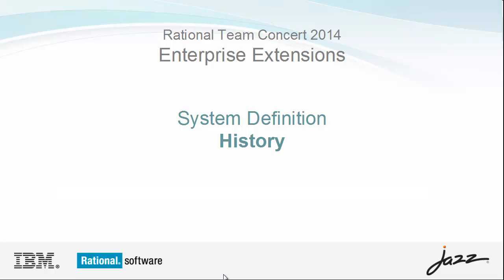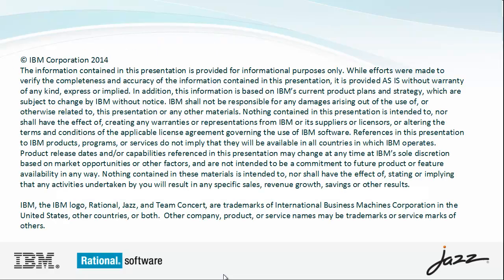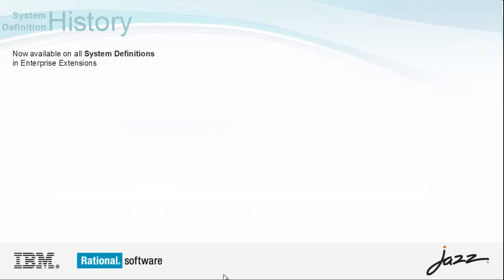Let's spend a few minutes looking at two new features introduced in RTC version 5. These changes, which complement each other, provide a useful historical perspective on your dependency build configurations. The first thing we're introducing should be familiar to anyone who's used the History tab on RTC work items.